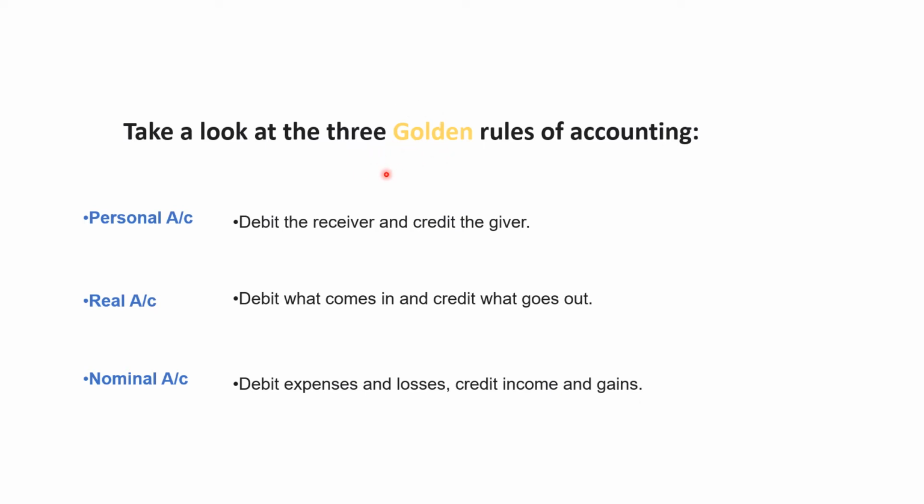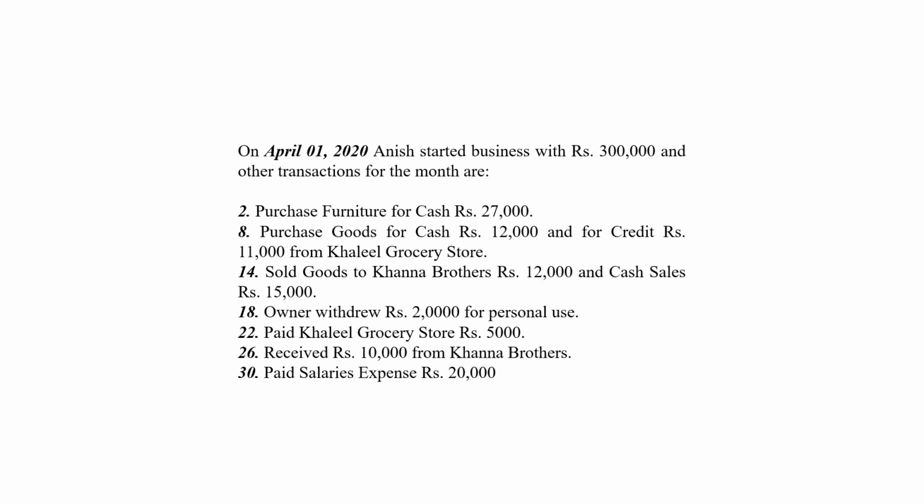You have to remember golden rules. For all transactions which are there in the double entry system of accounting, each transaction is classified as a personal account or a real account or a nominal account, and we will see how this is done through the example of a few journal entries.